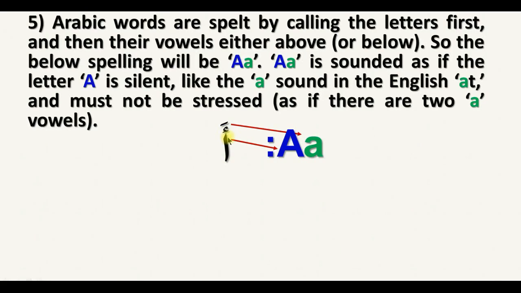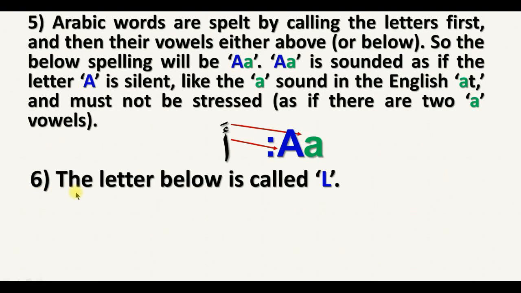Here you have the letter A with its A vowel above. So when you spell, you start from the letter to its vowel above. In this case, we say A. Remember that this sound or syllable must not be stressed, because one is a letter and the next one is a vowel, and these are not regarded as 2 A vowels. So once again we say A.